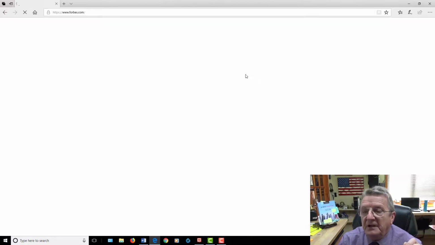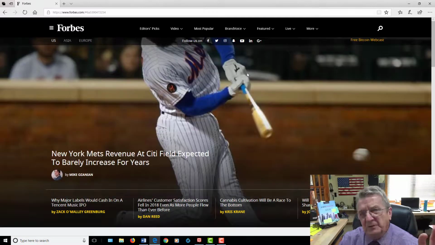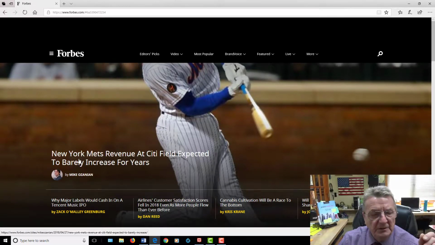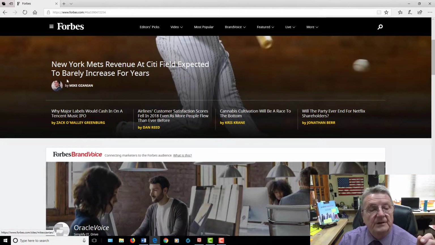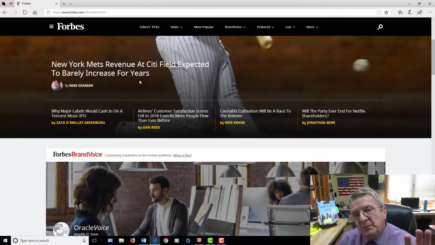Continue to the site. Now, when you go on Forbes, sometimes, remember, this book's author was using it a couple of years ago. New York Mets revenue expected to barely increase for years. Remember, very price sensitive. You go too much, especially when the economy wasn't doing well, you don't have disposable income.